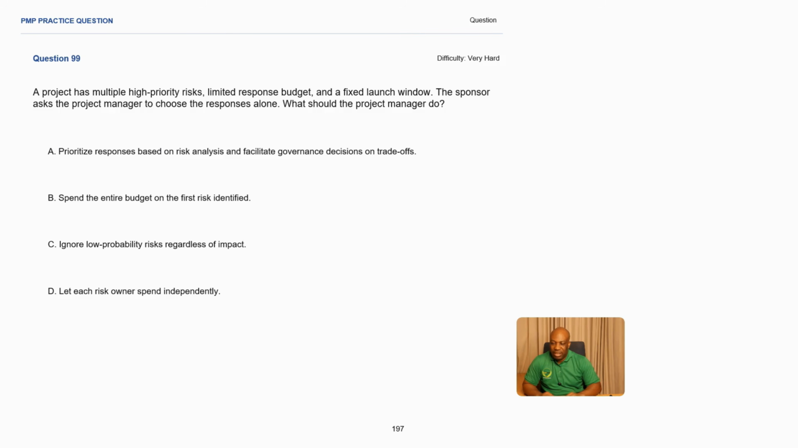Practice question number 99. A project has multiple high priority risks, limited response budget, and a fixed launch window. The sponsor asks the project manager to choose a response alone. What should the project manager do?